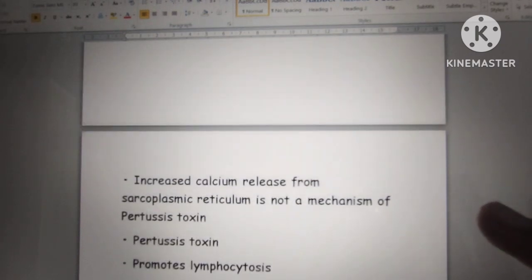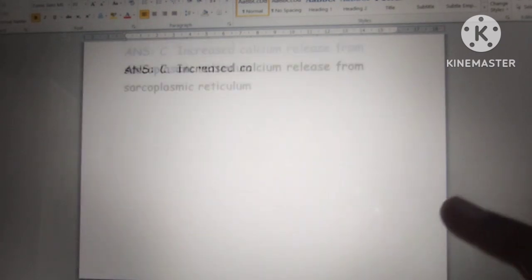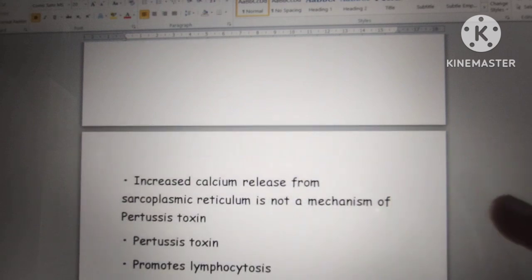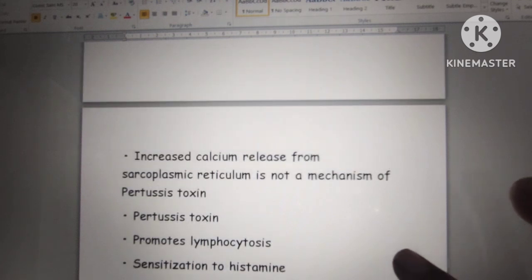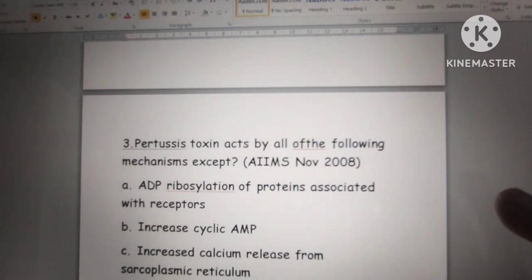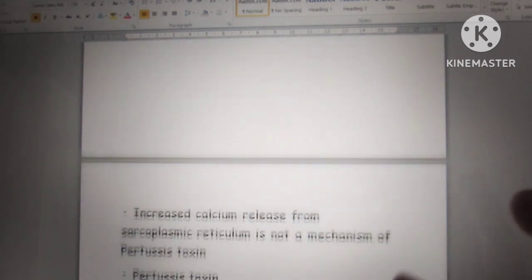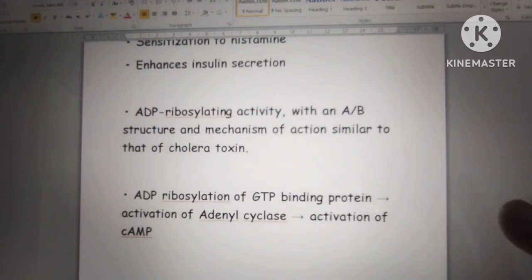Some points you want to remember here: it mainly promotes lymphocytosis. It also causes sensitization to histamine, thereby causing allergic symptoms, and it also enhances insulin secretion, but it has nothing to do with calcium. So whenever they are asking about pertussis toxin, remember it is similar to cholera toxin: it binds to GTP and thereby causes an increase of cyclic AMP.